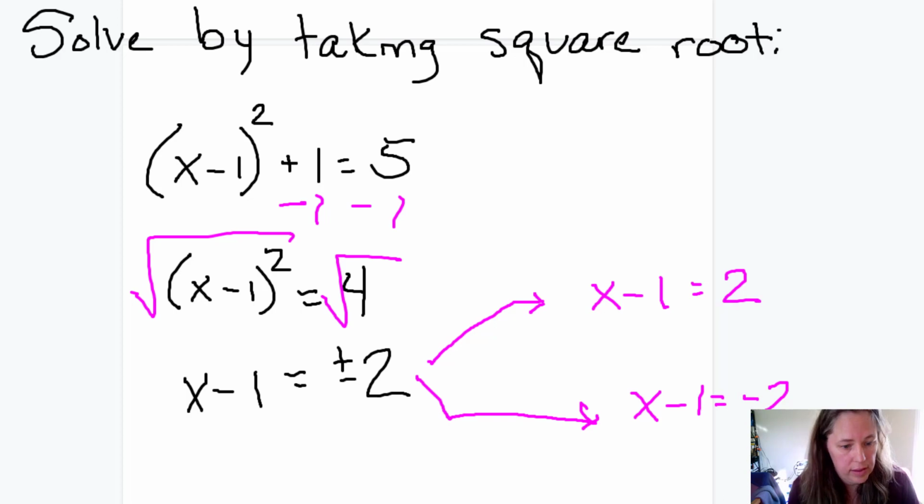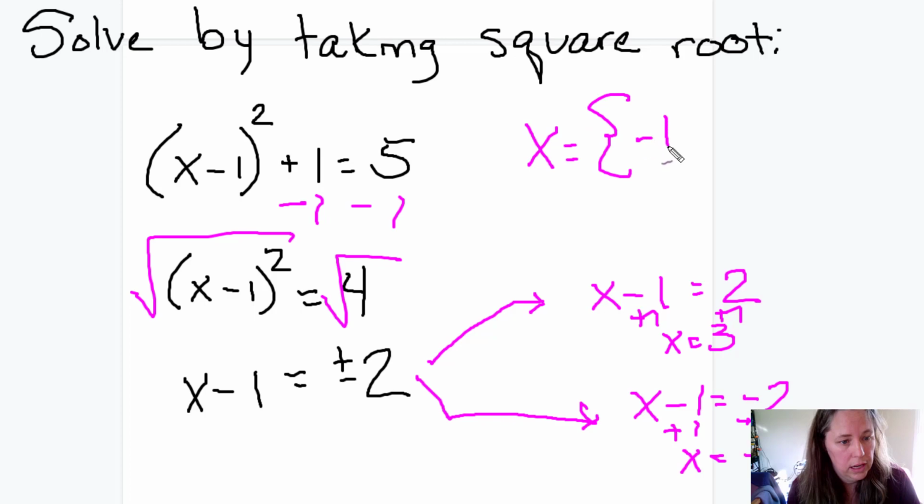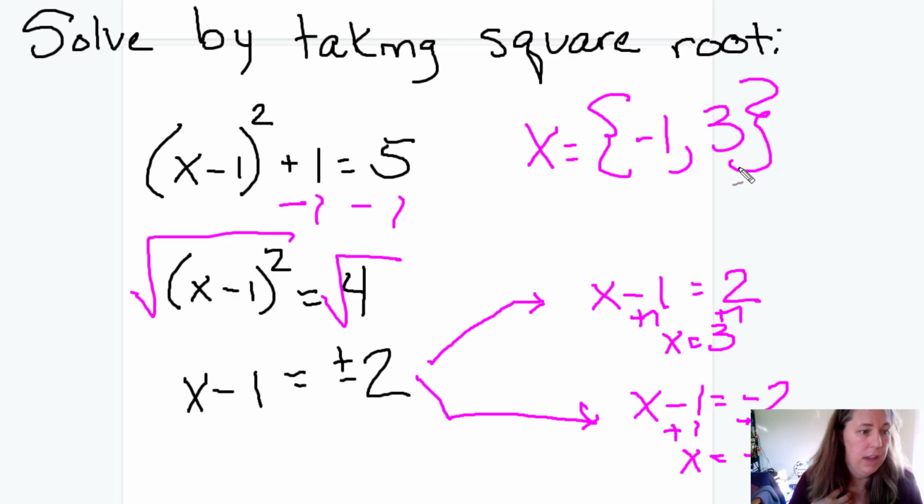Two cases. So in the x minus 1 equals positive 2, we get x equals 3. And x minus 1 equals negative 2, we get x equals negative 1. So we get two solutions, x equals negative 1 and positive 3. Okay, if you're iffy on that, you should go back and practice it because you're going to need that.